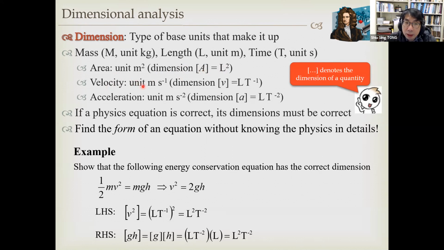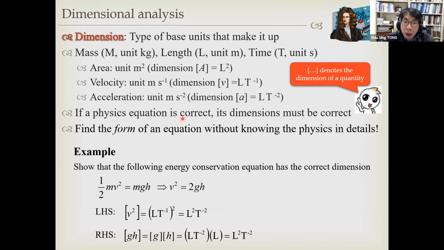And velocity, the unit is meter per second, right? So the dimension for velocity is distance per unit time. So it's LT to the power minus 1. And the unit for acceleration is meter per second squared. So the dimension for acceleration is distance per time squared. So LT to the power minus 2. Okay, so these are the dimensions for the common physical quantities.